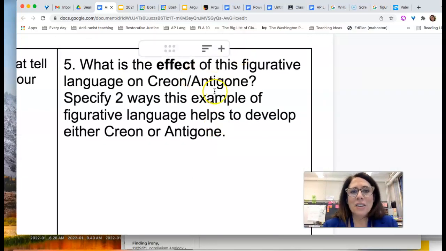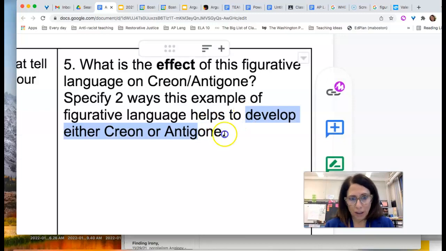So what is the effect of this figurative language on Creon or Antigone, or both? Specify 2 ways this example of figurative language helps to develop either Creon or Antigone. What is confusing about this question is that your brain is tasked with doing multiple things at once. And so we need to chunk the question.